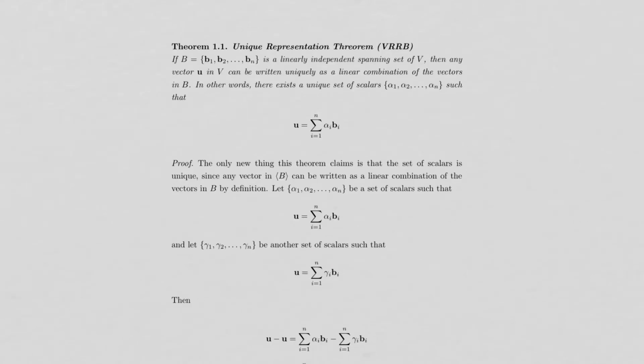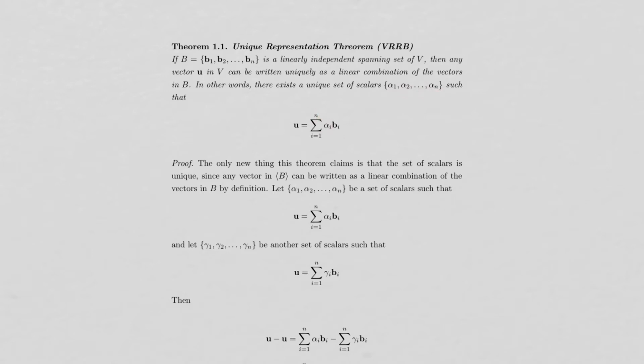Now we come to one of the important theorems in this section and really in the course, the unique representation theorem. It's VRRB in the book. If B is a set of vectors, B1, B2 up to Bn, and it's a linearly independent set, and it's a spanning set, in other words, the span of this set B is equal to V, then any vector, say u, in the vector space V can be written uniquely as a linear combination of the vectors. So here is this vector u written as a linear combination of the vectors in the set, and this set of scalars, the alphas here, alpha 1, 2, 3 up to n, is unique.